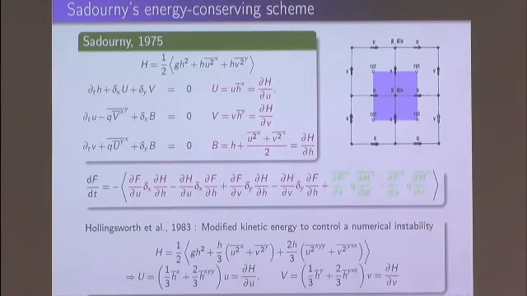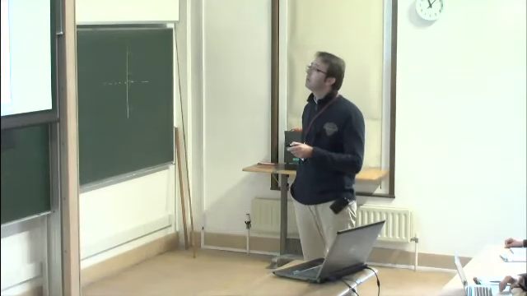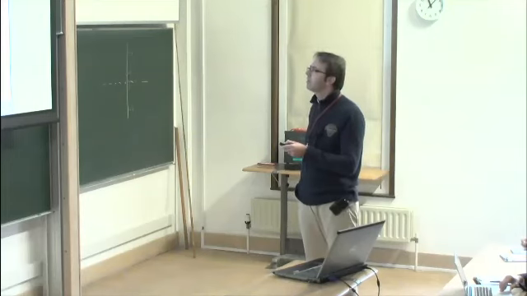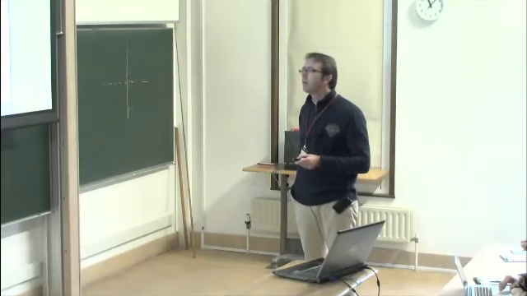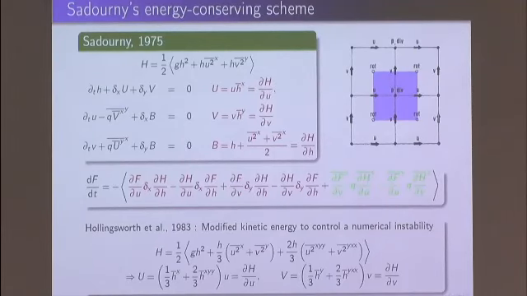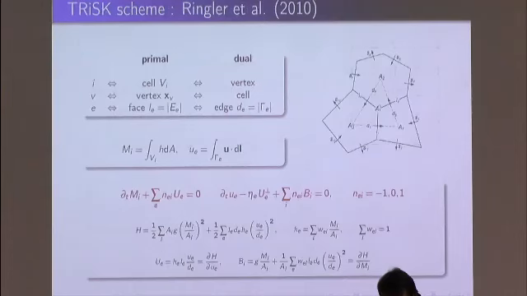Now there was a variant of that scheme mentioned in the paper by Hollingsworth in 1993. So they actually use a slightly different Coriolis discretization, so I won't show that. But they wanted to conserve a different kinetic energy to control a numerical instability. So they changed this expression to that one, with more averaging here. And they figured out the mass fluxes which would guarantee the conservation of energy, but actually it's simply the derivative of H with respect to U and V. So they had constructed a discrete Poisson bracket.